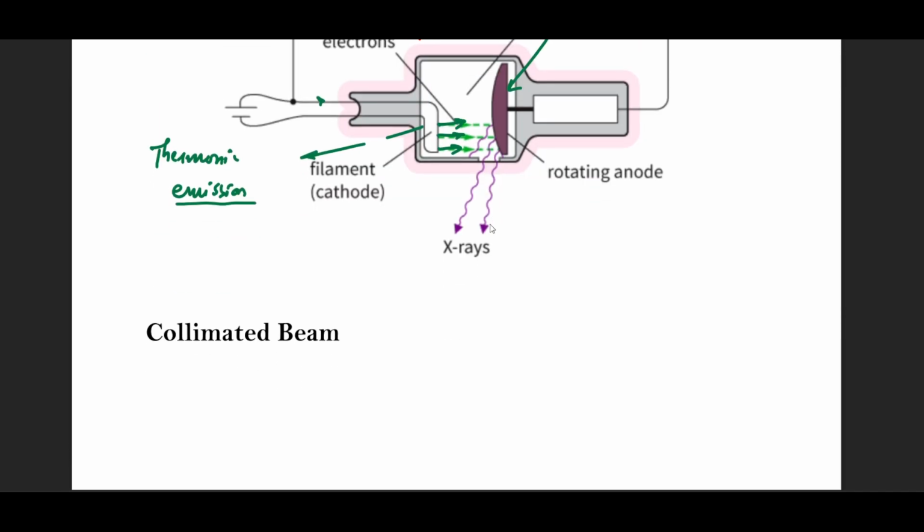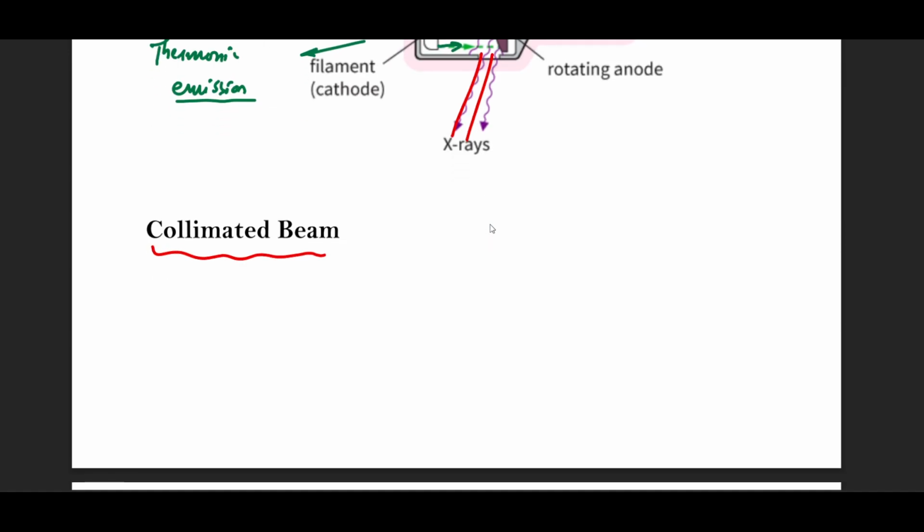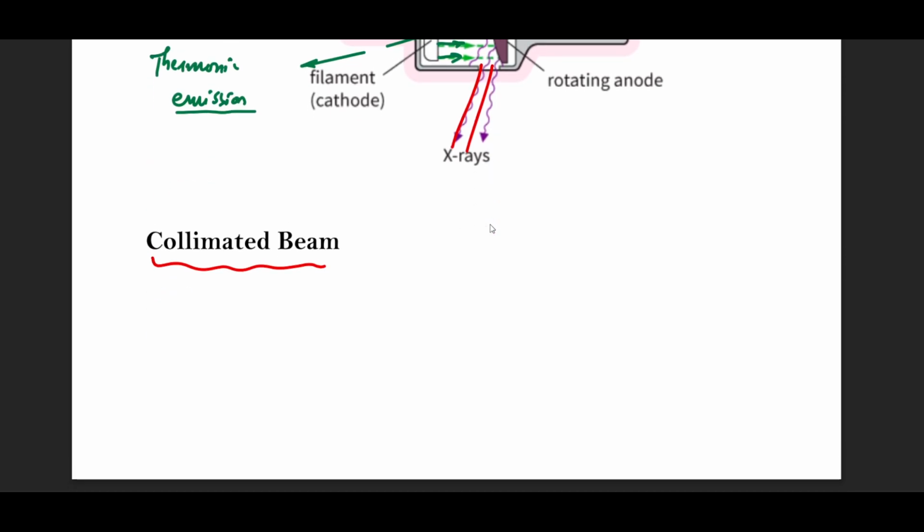Now, when these electrons hit the metal surface, they release X-ray beams, but these X-ray beams are scattered in all directions. So the first job is to make them into a beam form, and that is called making them into a collimated beam. You will see this word in the marking scheme again and again.